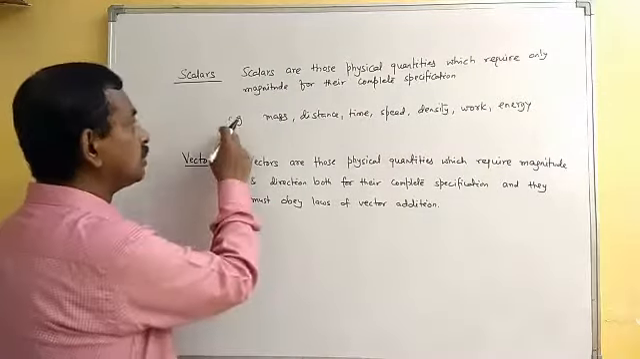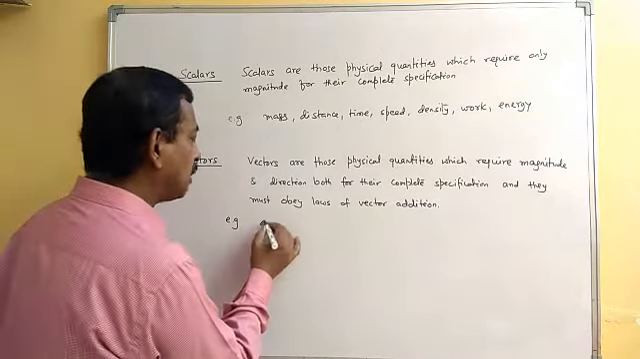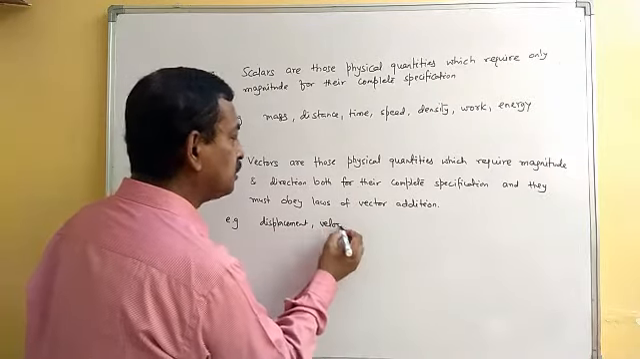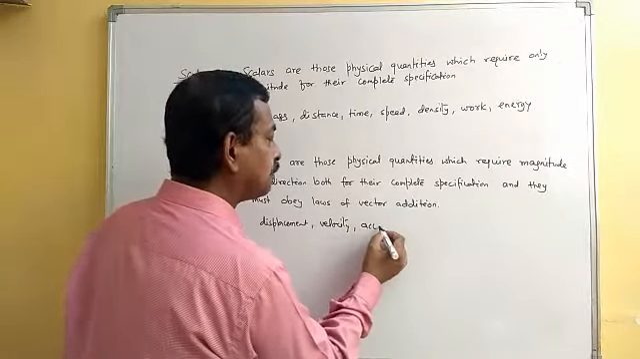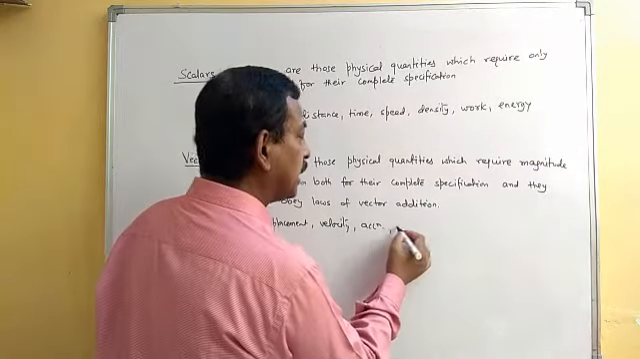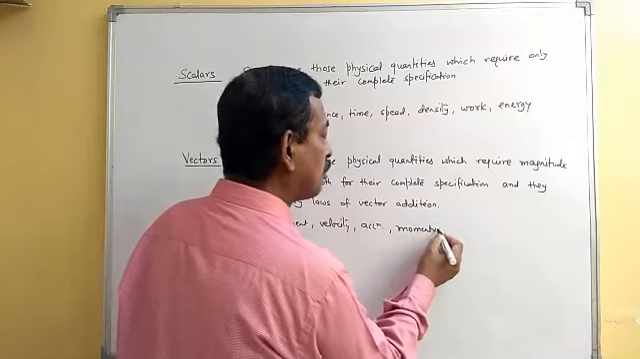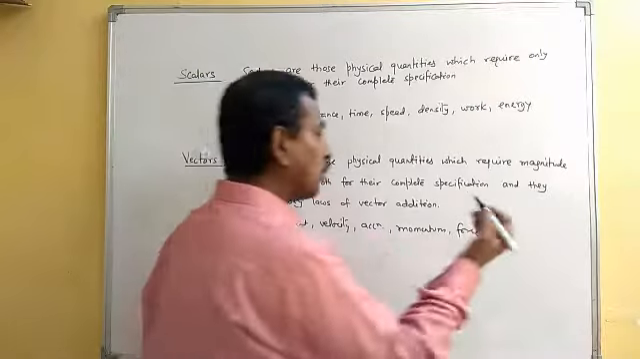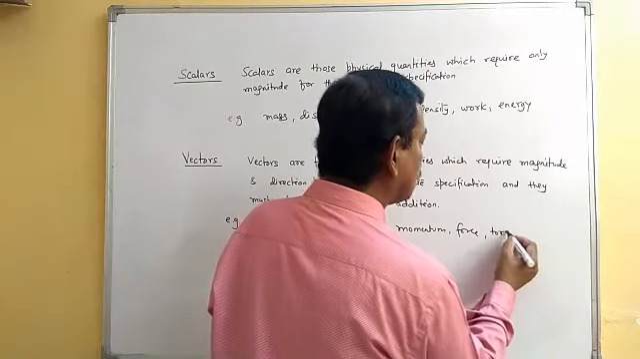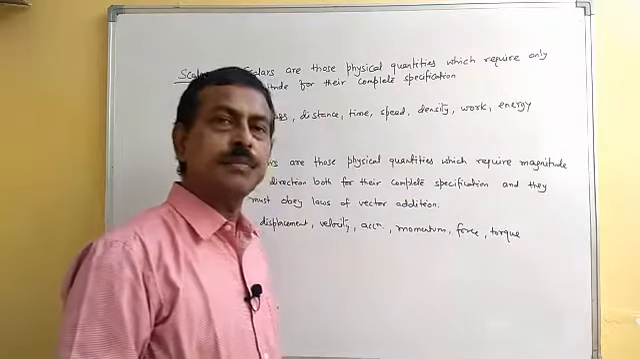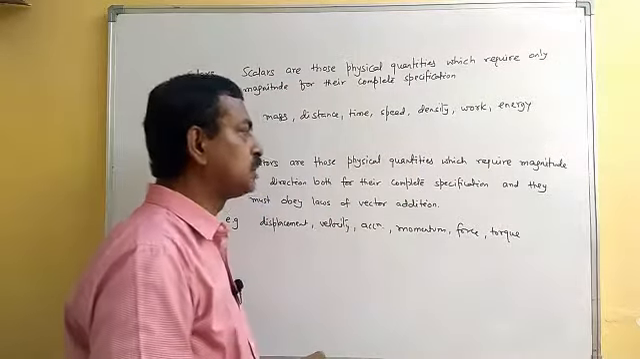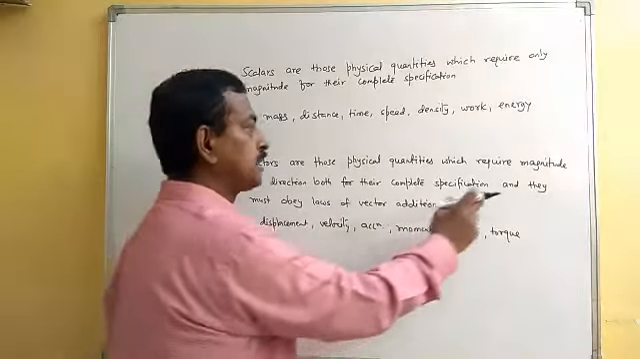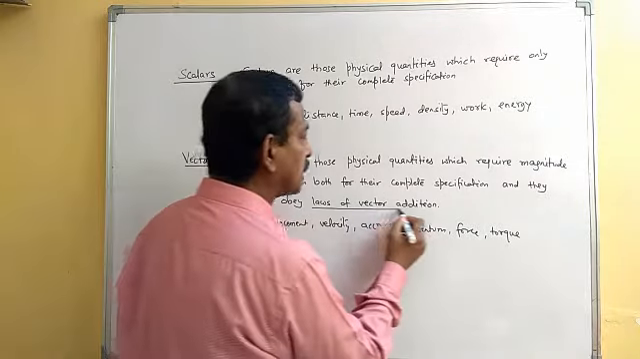Examples of vectors, if you consider: we have displacement, then velocity, acceleration, then we can take momentum, we have force, and torque also. All these are examples of vector quantities. We have said that they must obey the laws of vector addition.